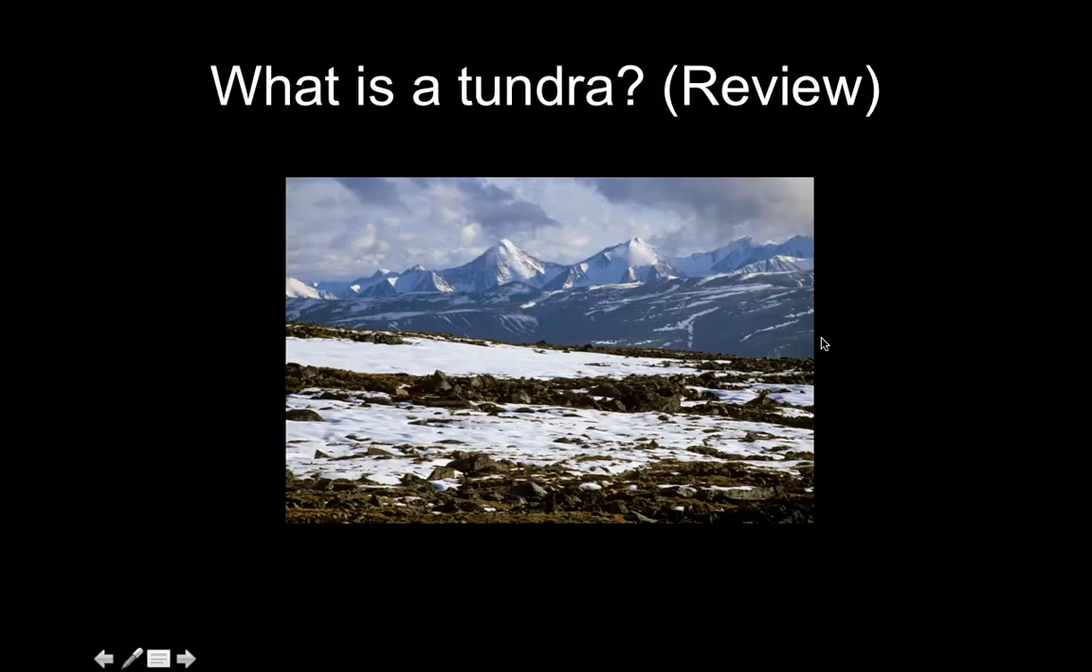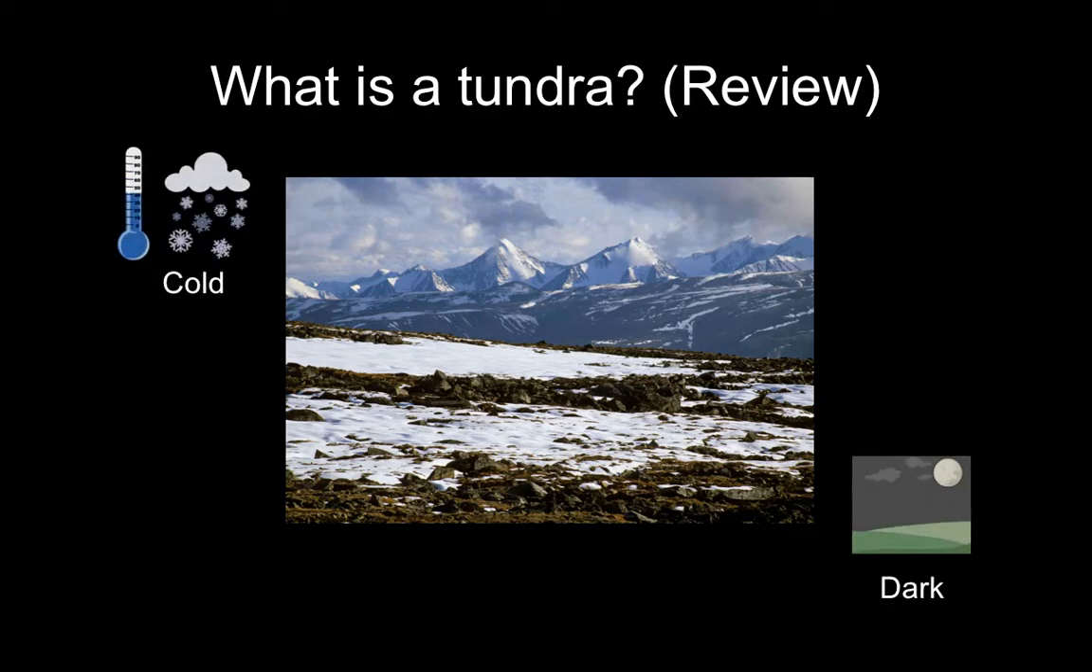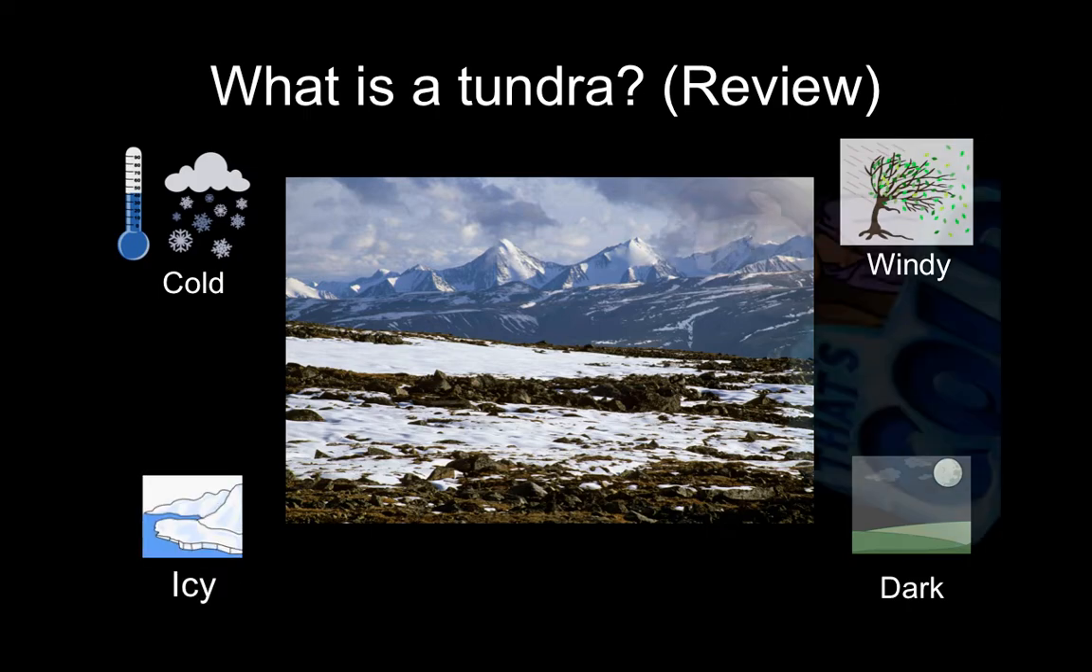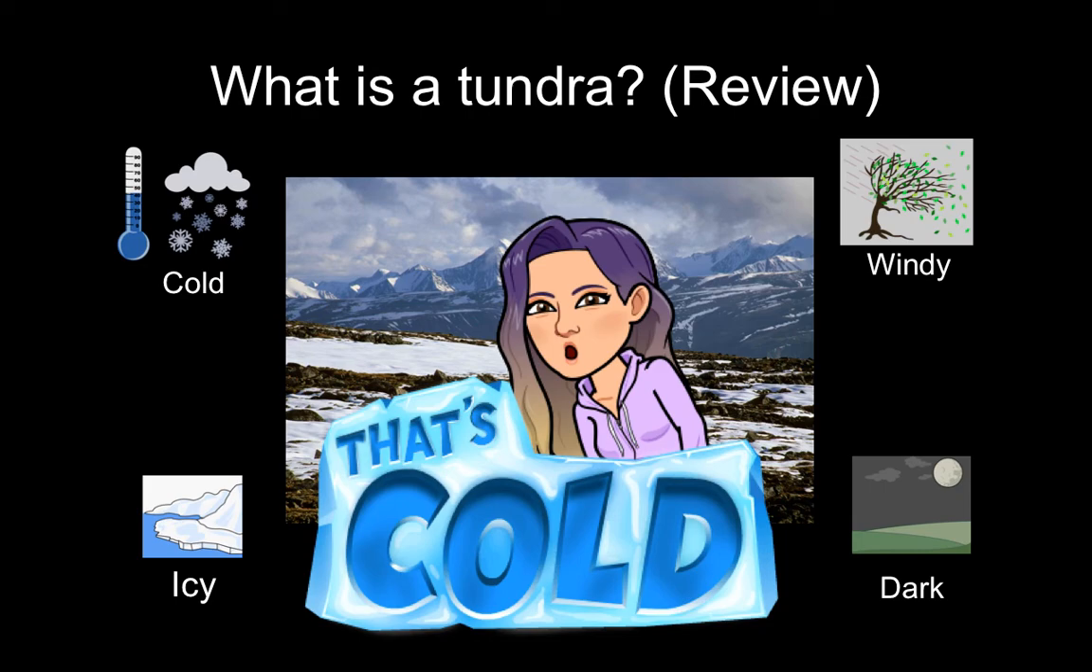The next biome that we'll look at is a tundra. Before we talk about plant adaptations in a tundra, let's review what a tundra is. What are some words that you think of when you think of a tundra? I think of cold, dark, windy, and icy. That's right, Ms. Bocci, that is cold.